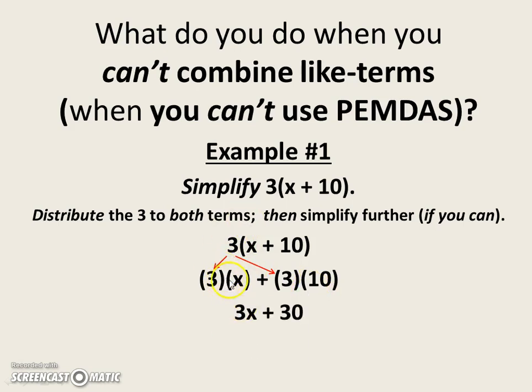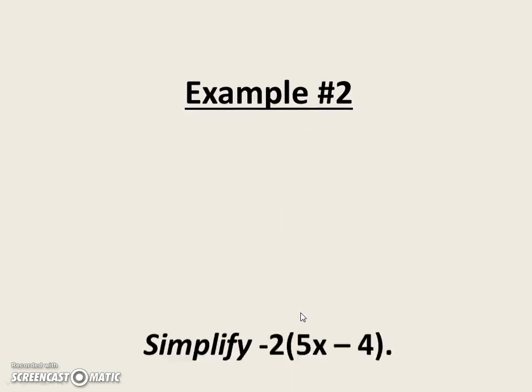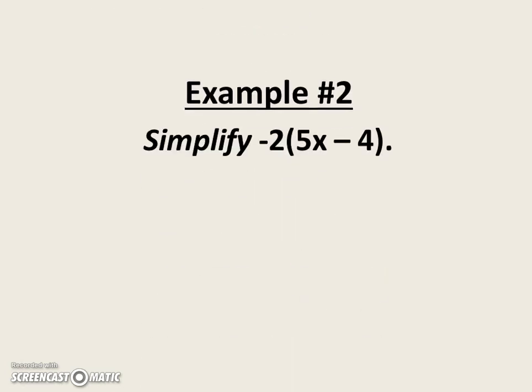And we end up getting 3 times x is 3x, 3 times 10 is 30. And since we can't simplify anymore, we're done. That's it. We can't combine those terms because they're not like terms. There's no x here. We can't put them together. Let's look at another example. Let's simplify negative 2 times (5x minus 4).